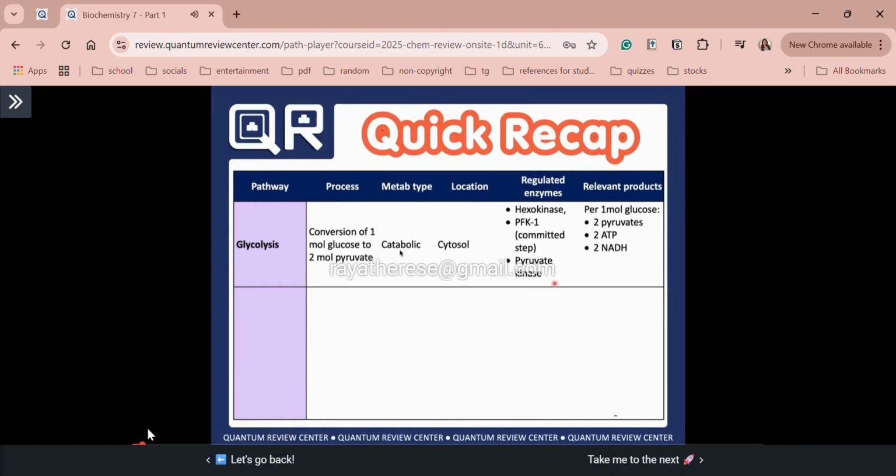We have 3 regulated enzymes, namely hexokinase, phosphofructokinase, which is the committed enzyme in the glycolytic pathway, and lastly, pyruvate kinase. Remember our relevant products, stoichiometry 1:2. 1 mole glucose produces 2 moles pyruvate, 2 moles ATP, and 2 moles NADH.